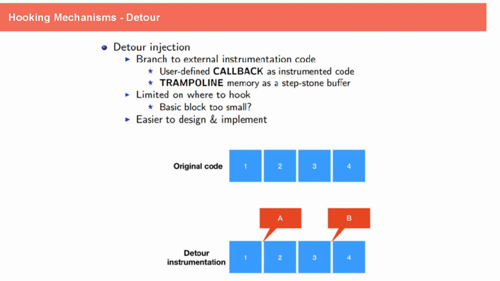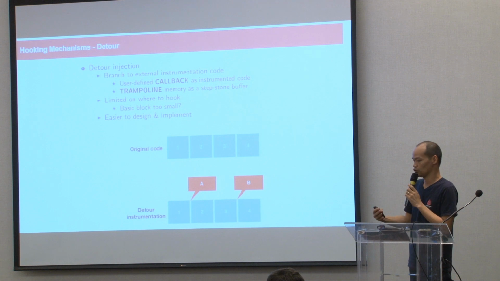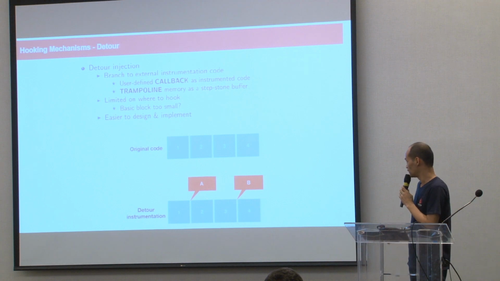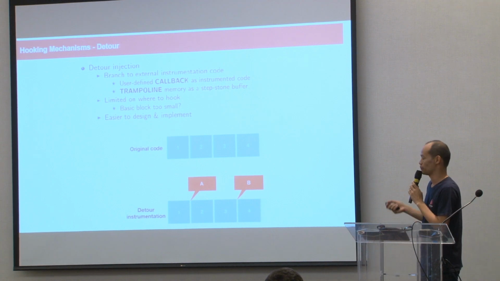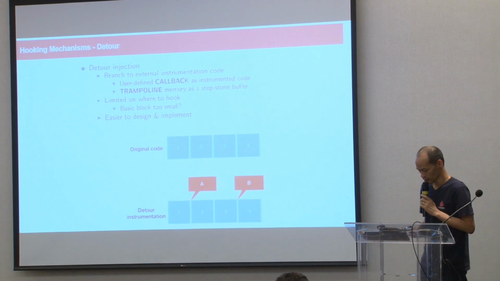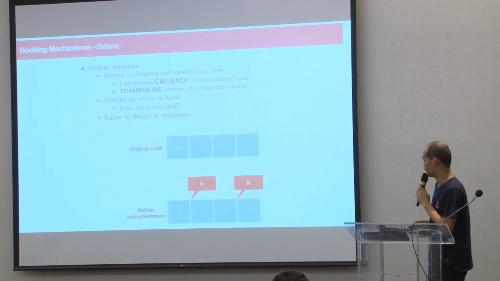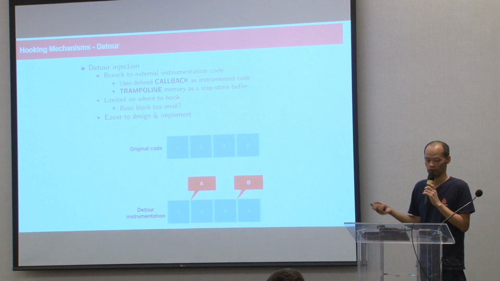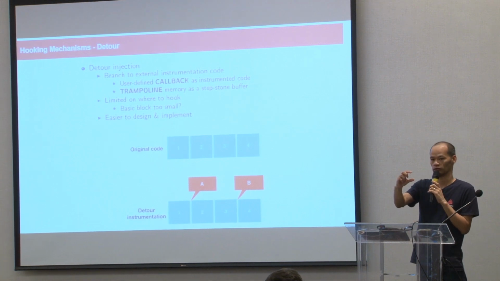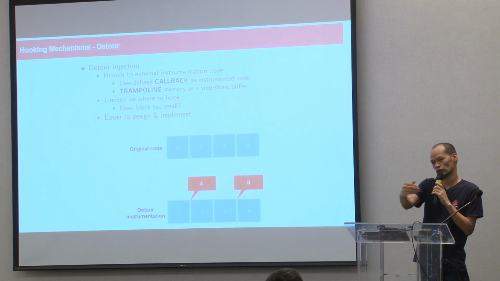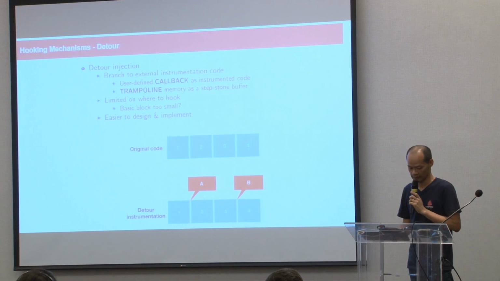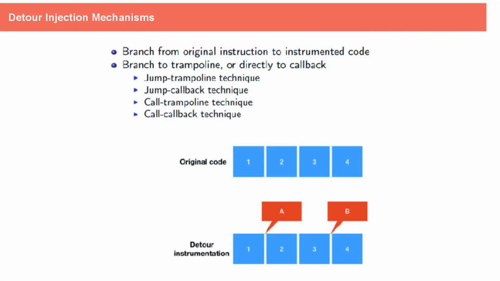And this detour technique, we need to use some intermediate, some temporary buffer to put our instrumented code inside. So this kind of buffer is called a trampoline memory buffer. So compared to the inline instrumentation technique, the detour technique is limited because there are some places you cannot instrument using this technique. For example, if the basic block code is too small, you cannot override that basic block because you would override the next basic block, right? However, this detour hooking is very easy to implement, very easy to design. So we decided to go with detour hooking techniques for our DPI.